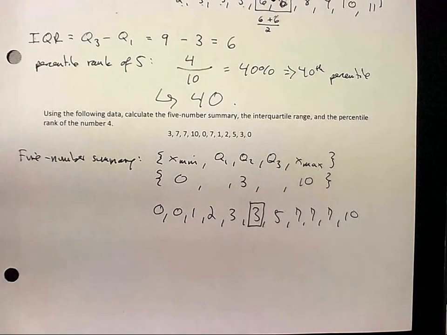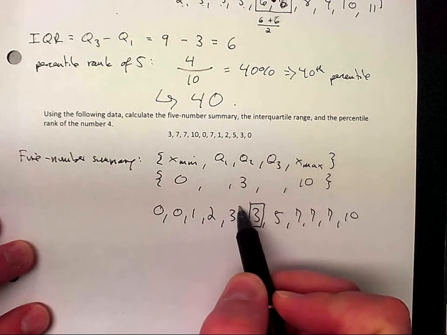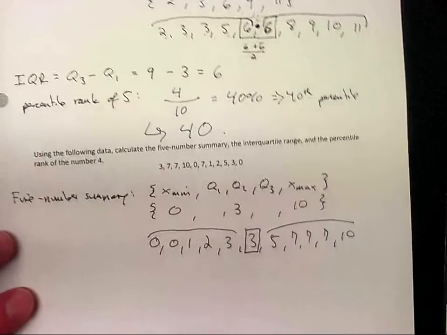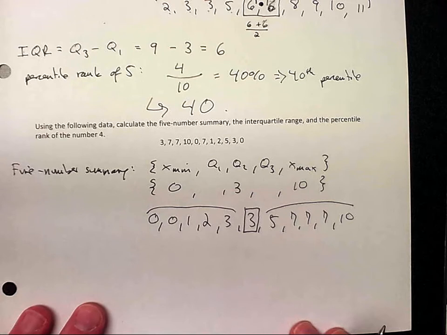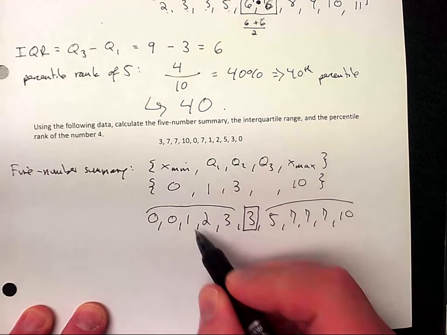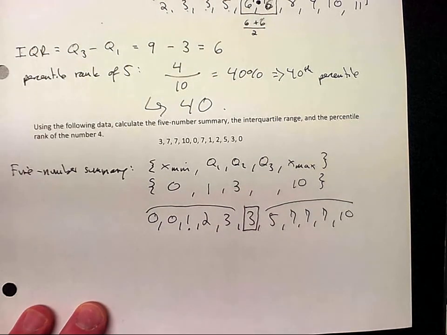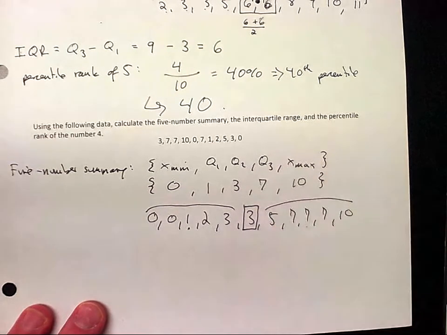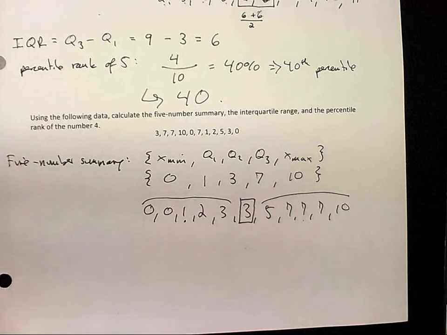Just like in the previous example, the median is not part of the lower set or the upper set. The median of the lower set is the number 1, since it's an odd number of values and that's the middle value. The median of the upper set is this number 7 right here, which gives us our 5-number summary. Everybody good with this being our 5-number summary?